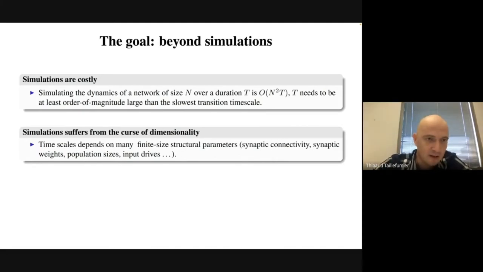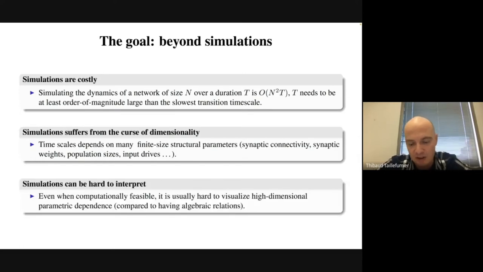And lastly, even if you can simulate efficiently and perhaps explore the phase portrait, you will still have the last step, which is to interpret what you've been exploring. And it's typically very hard, right? It's very hard to visualize high dimensional data. And when I say hard, it's because I think you can argue that perhaps the most efficient way to visualize high dimensional data remains to have some form of algebraic relation between parameters, okay?